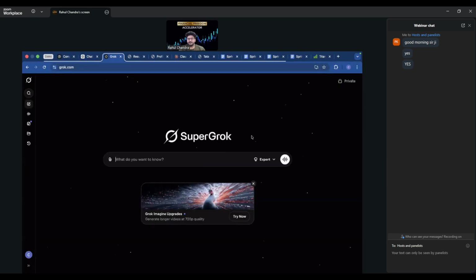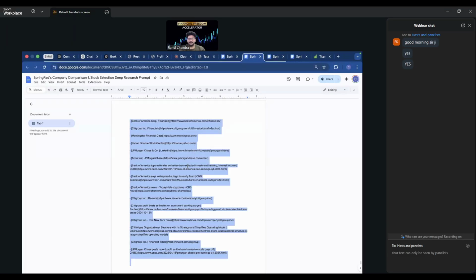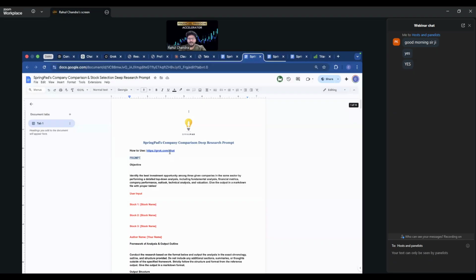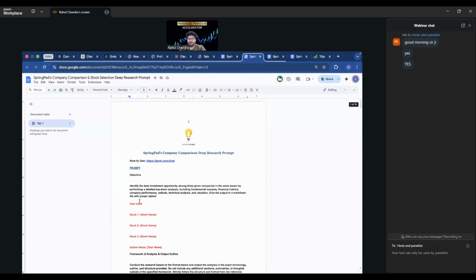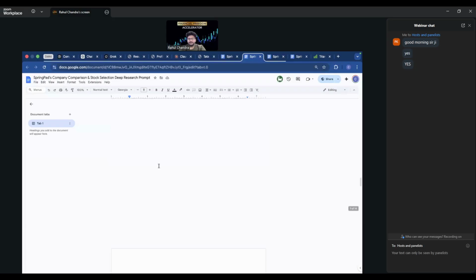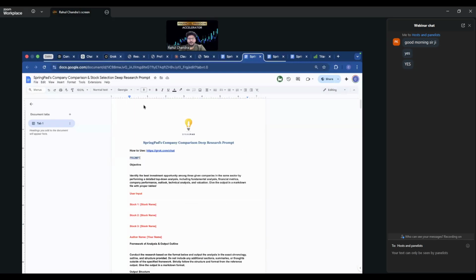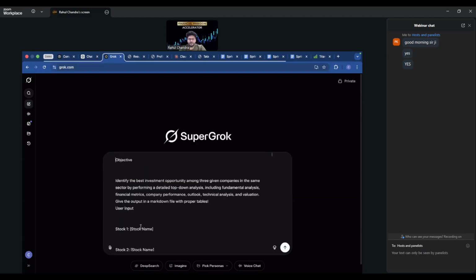Okay. So, coming to Grok, for this, we will be using a prompt. I have SpringPad's company comparison deep research prompt. It's a 14-page prompt. I'm not sure if you can see. Yes, it's a 14-page prompt. All you need to do is copy the entire thing, go to Grok, paste it, go to the top.